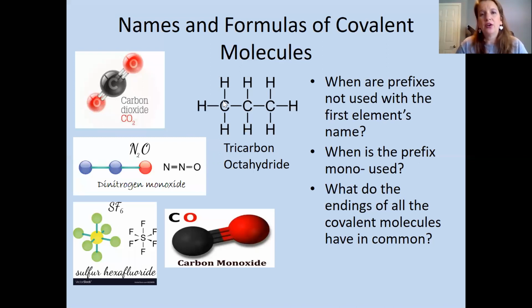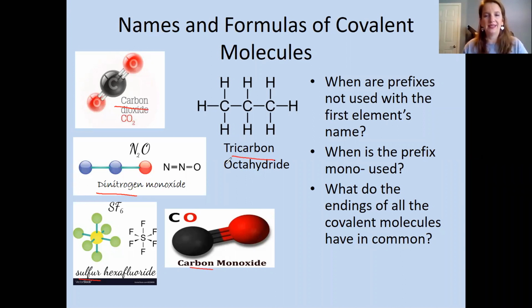All right, so let's take a look at how all the other things are named following IUPAC rules. So here I've put several examples of covalent molecules and their names. You can see that carbon dioxide is CO2, dinitrogen monoxide is N2O, sulfur hexafluoride is SF6, carbon monoxide is CO, and then tricarbon octahydride is C3H8. So when are prefixes not used with the element's first name? Let's look at these first names here. We've got carbon, dinitrogen, sulfur, carbon, and tricarbon.